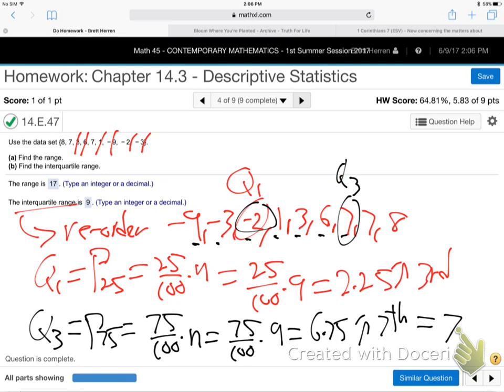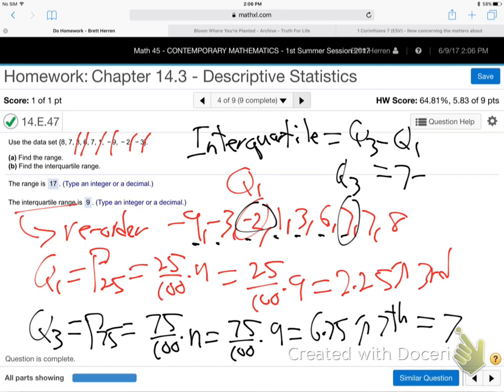Final step. Inter, which means between, the quartiles, interquartile, Q3 minus Q1, 7 minus -2. Got the double negative thing again, right? You're saying how far from positive 7 back to -2. So that's going to be 7 plus 2. It's going to be 9.